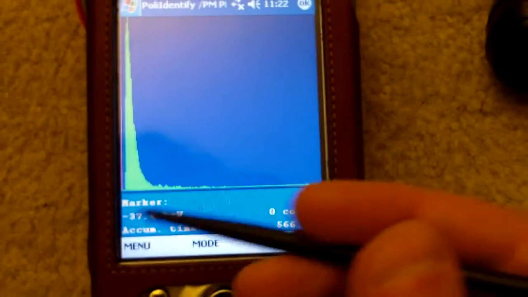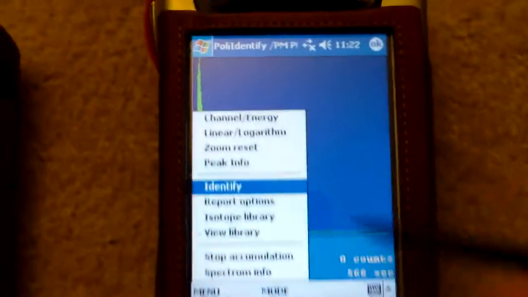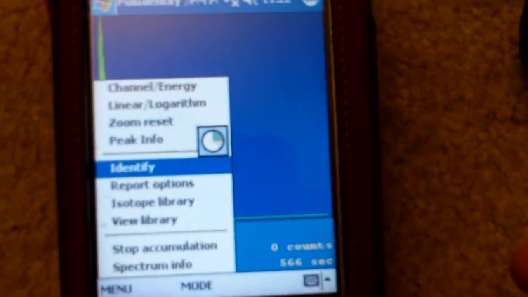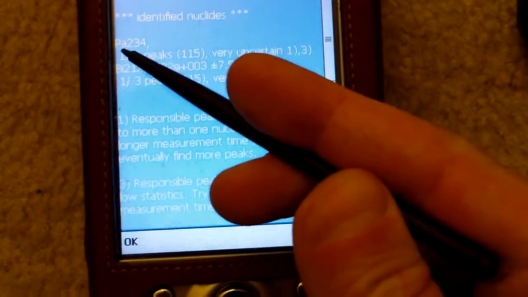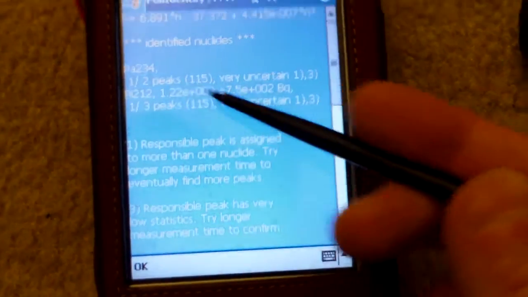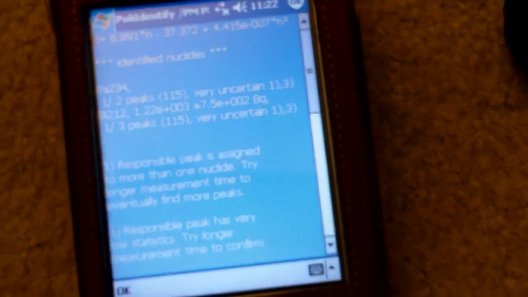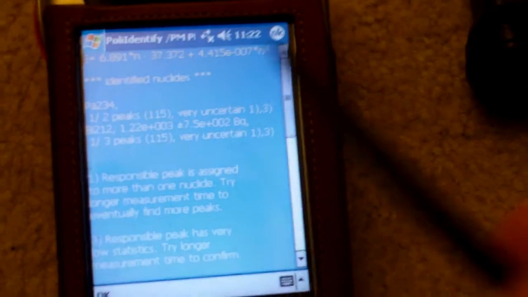Here's our spectrum. So far, not much going on. If we do an identify, we'll see what we get. The identifier is probably going to mess up because there's not enough going on to even identify worth anything. Protactinium-234, bismuth-212. It's quite uncertain about both of them, but both of those two are progeny isotopes of uranium and thorium.